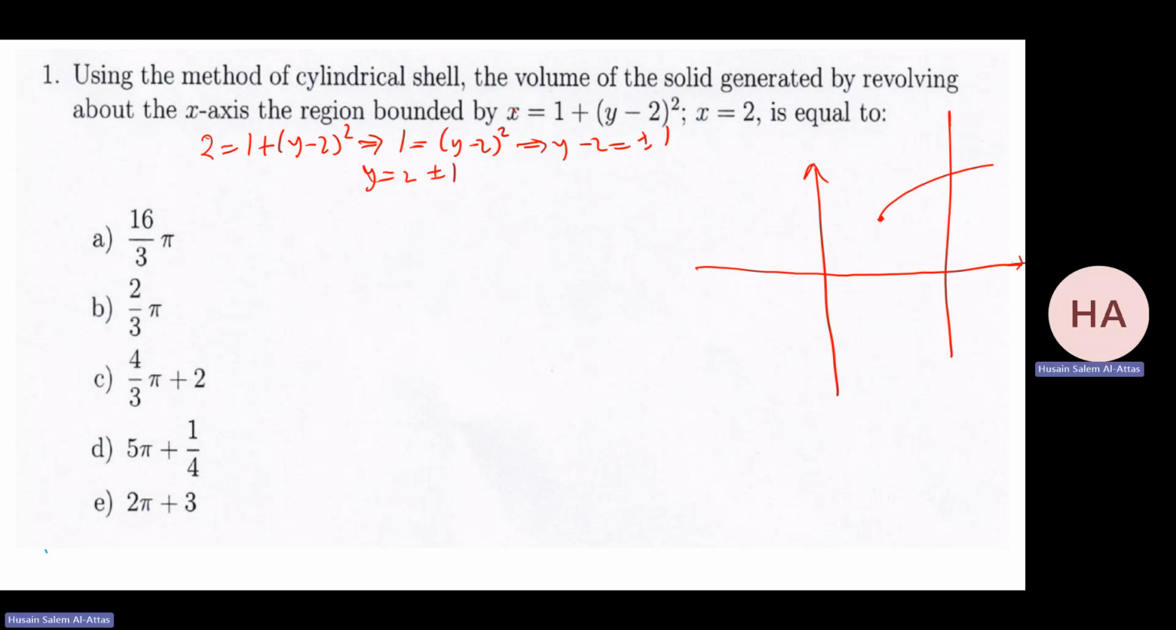The curves intersect at x equals 3 and x equals 1, at y equals 3 and y equals 1. So this is 1, this is 3, and this is y, this is 2. And the rotation is about the x-axis. Okay.